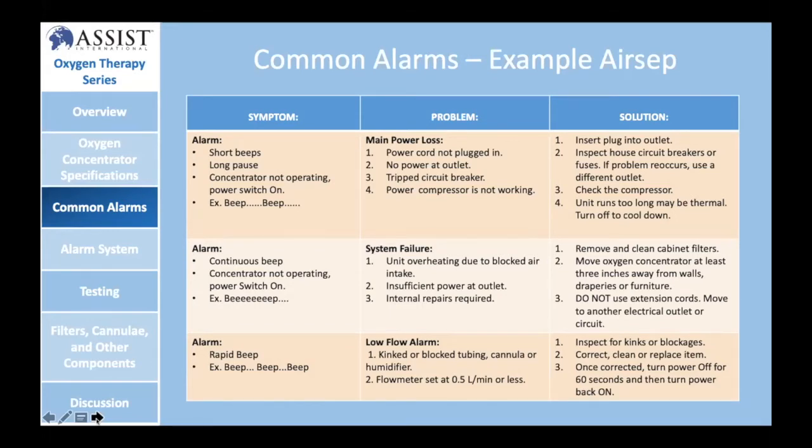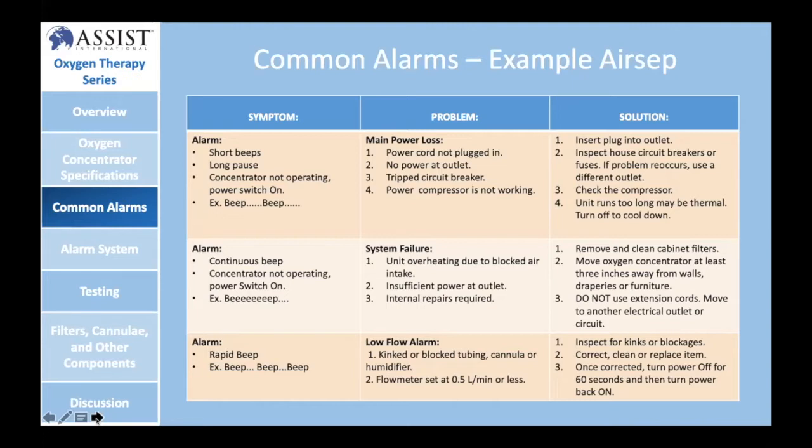The audible alarms, there are typically three main types of audible alarms when it comes to oxygen concentrators. The first type is a short beep that is followed by a long pause, and you'll hear that continuously. So you'll hear the noise once, the beep, and then you'll wait and you'll hear the beep again. And with these types of alarms, you want to be looking at a few key things.